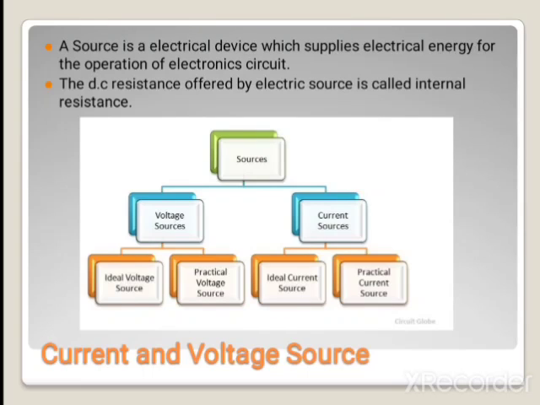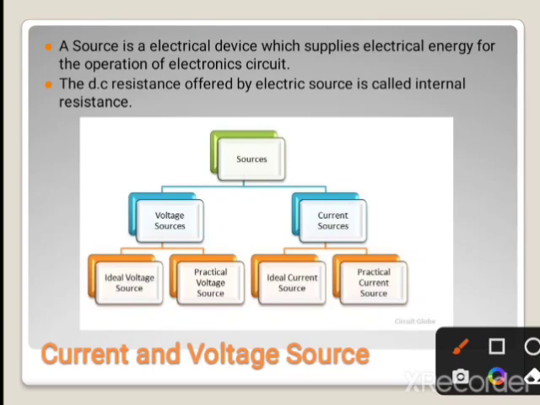Now in a source, the DC resistance offered by the electric source is called internal resistance. This is an important term in a source. The types of sources are the voltage source and the current source. Then in voltage and current sources there are two types each: ideal voltage source, practical voltage source, ideal current source and practical current source.